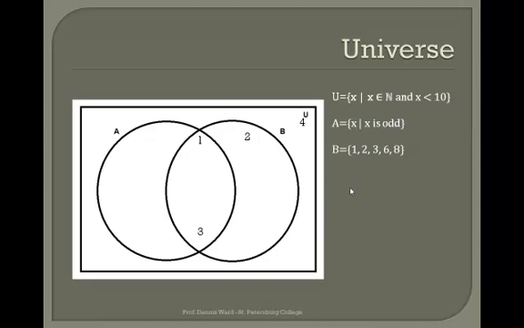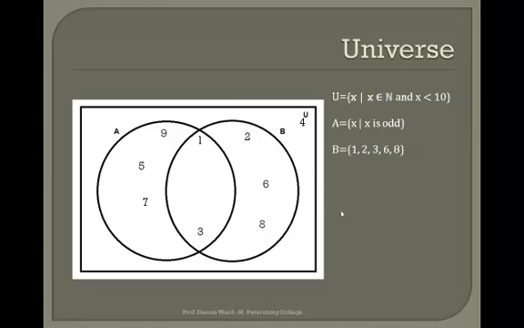Now, 4 isn't in either group. It's an even number, and it's not on B's list. So it's going to go out here in the universe. 5, it's an odd number, but it's not in B, so it's going to go in this half-moon-shaped area here that is only A. 6 is in B only. 7 is in A only. 8 is in B only. And 9 is in A only.